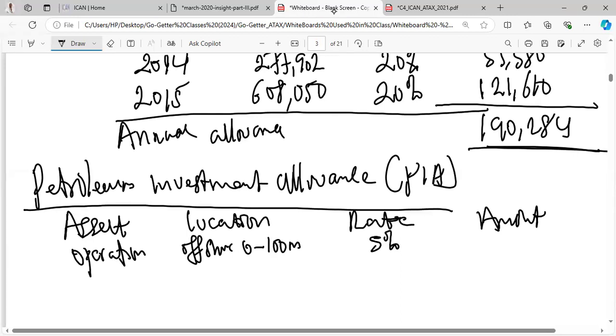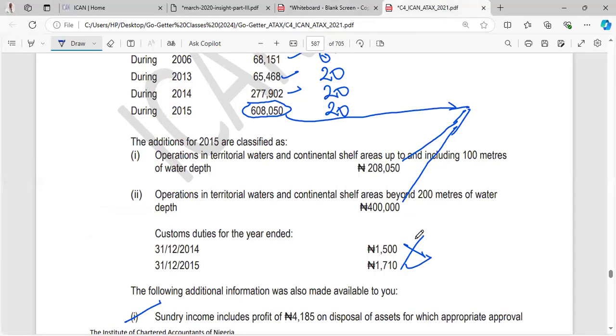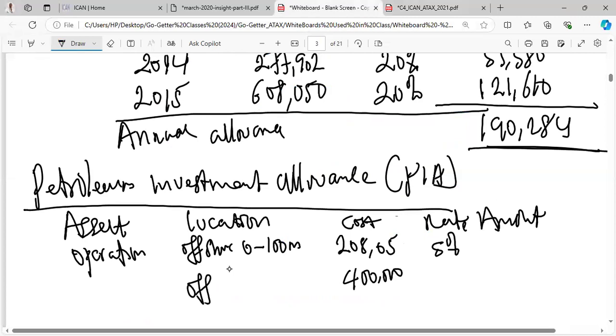Okay, that's something I didn't put. We should have put the cost before the rate, because the rate is 5%. What's the cost? 208,050, while the other one is 400,000. This is beyond 200, so offshore above 200, that should be 20%.